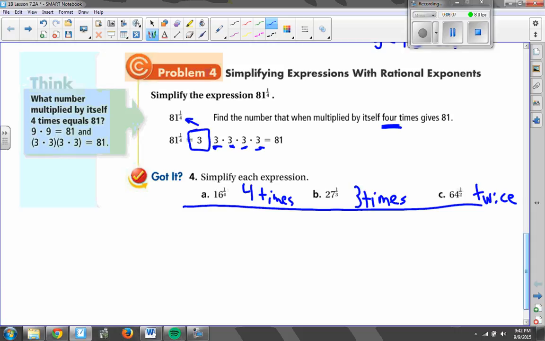Okay? So take a look at those 3 problems. Pause the video, do those 3. When you're comfortable, come back with me, and we will look at a little bit more complicated version. So pause the video, do those 3, and then come back.